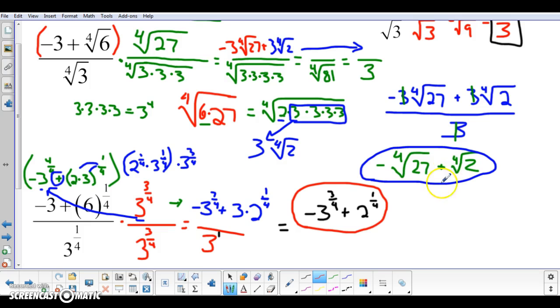Well, how does this match up? Well, 2 to the 1/4 is the same as the 4th root of 2. I think you get that one. -3 to the 3/4 would be the same as, the 4 on the bottom means I'm taking the 4th root of 3 cubed. Now you can put the cube on the outside of parentheses or inside the radical. It doesn't really matter. So 3 cubed in here, well 3 cubed is the same as 27. So I got the opposite of the 4th root of 27 plus the 4th root of 2, just like I did when I left it as radicals.